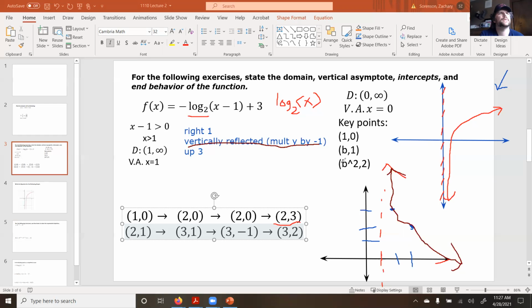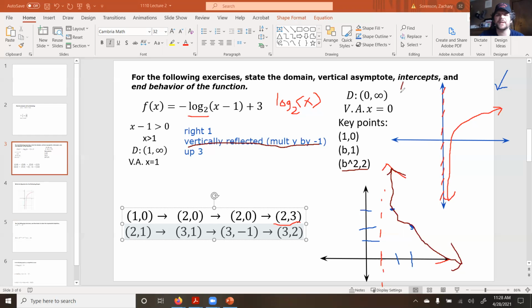Don't we do b squared too? Yes. Oh, Jackie's saying we don't do it. Yeah, so we can have 3 key points if we want to. And in fact, for a log base 2, it's not that difficult, right? 2 squared is equal to 4, so why not do 4 too?